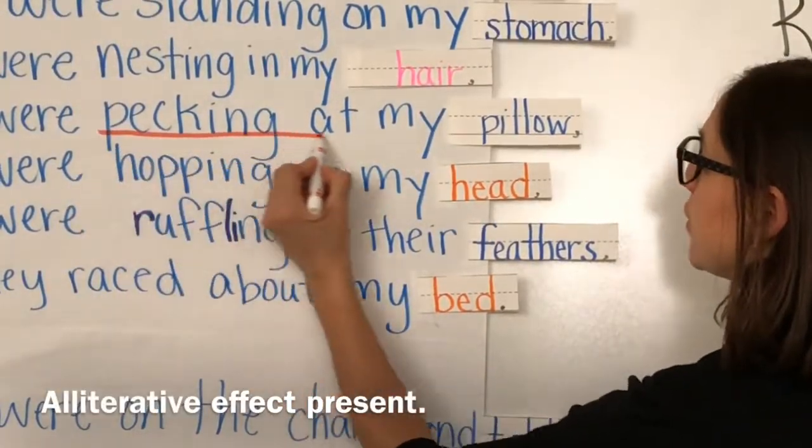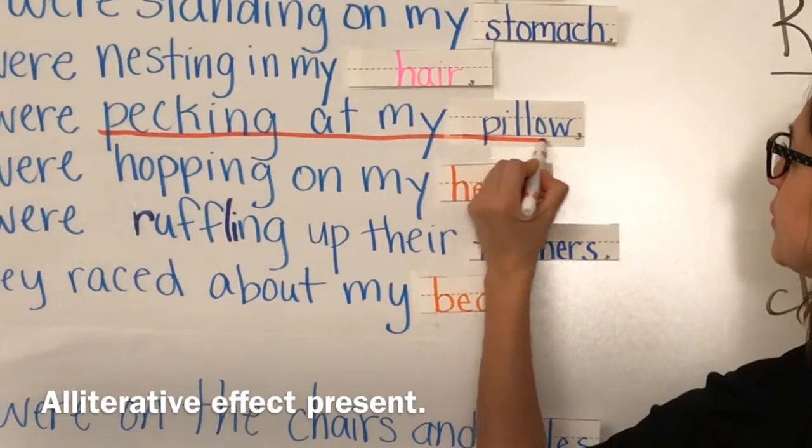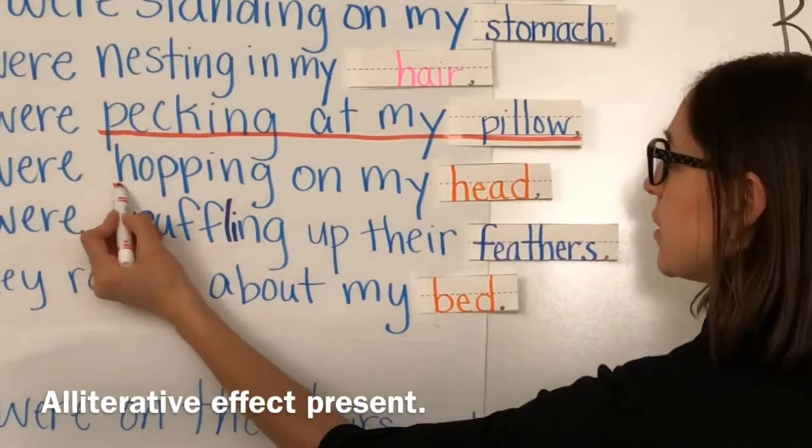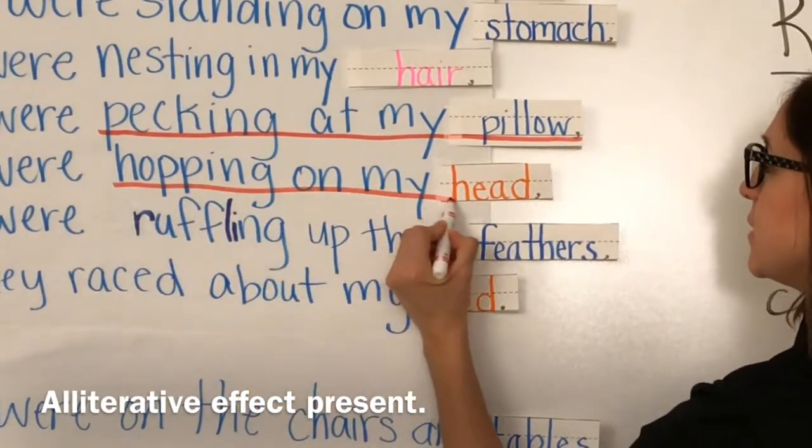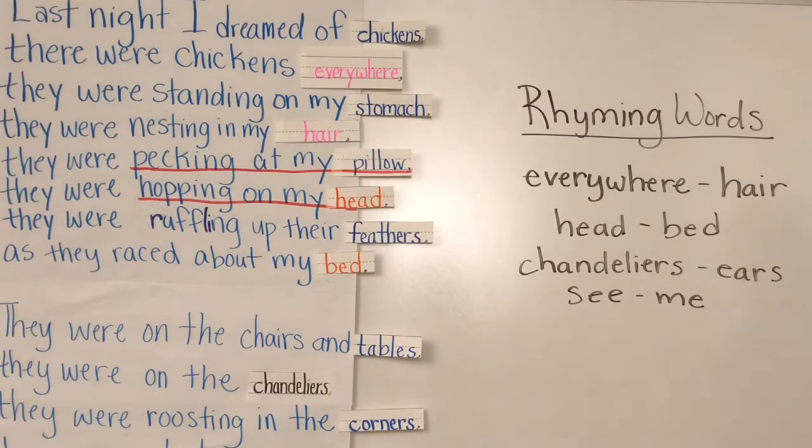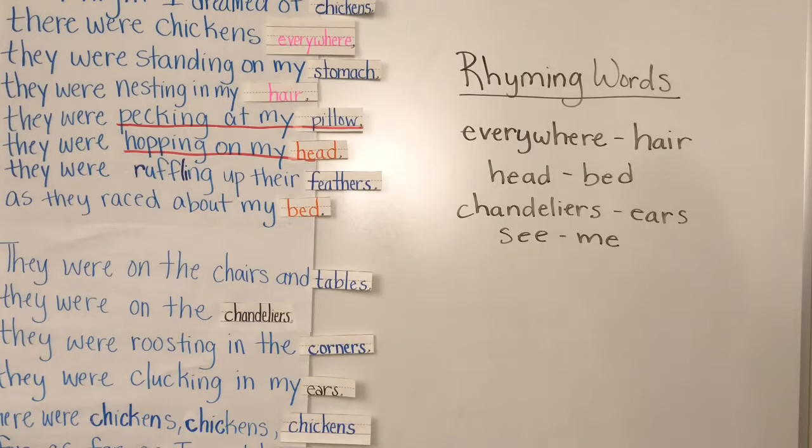Alliteration is right here. Pecking at my pillow and hopping on my head. Before you wrap up day number 1, you can also locate rhyming words and onomatopoeia.